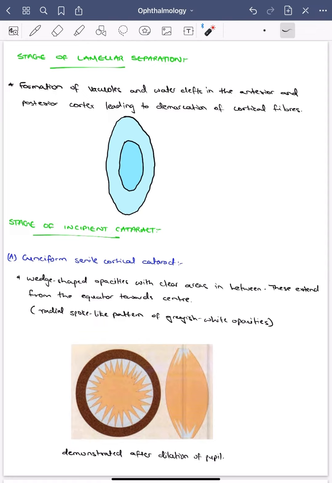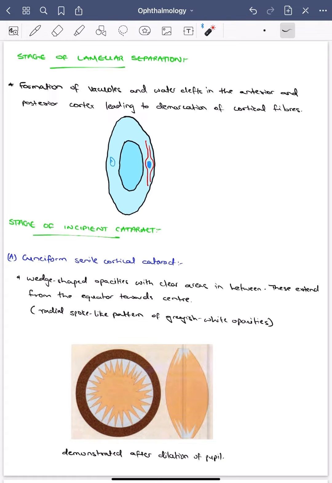Now, we've already mentioned that cortical cataract occurs due to hydration of the lens. So in this first stage, there is formation of vacuoles and water clefts in the anterior and posterior cortex, leading to the demarcation of the cortical fibers. So again, there is formation of vacuoles and water clefts, and this leads to the demarcation of the cortical fibers. So this is the first stage, the stage of lamellar separation.